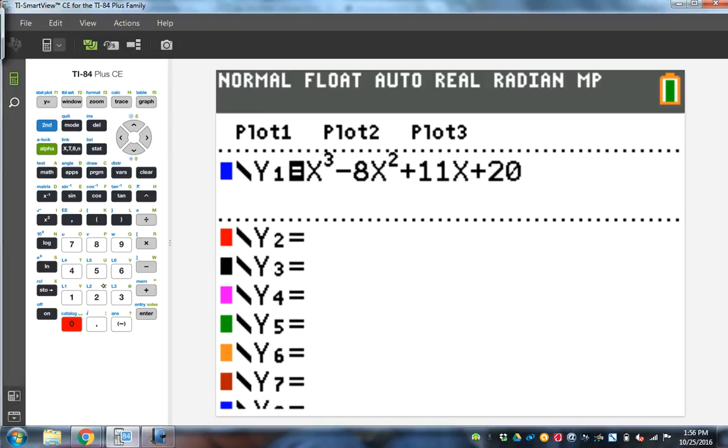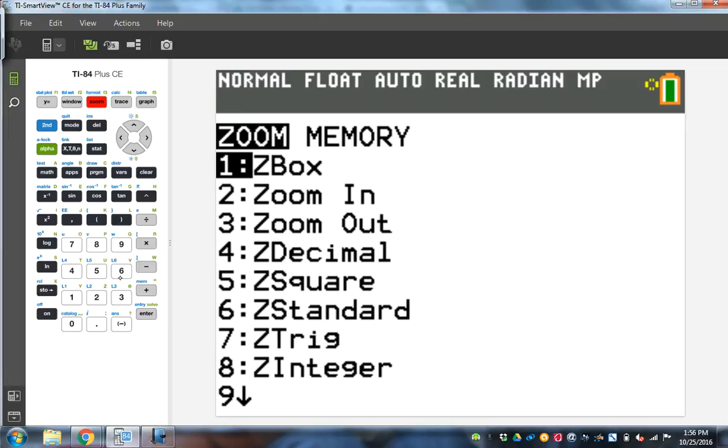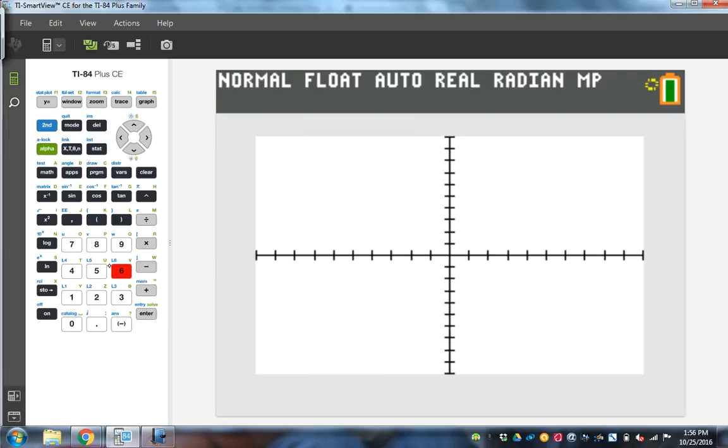Now we could graph this on the calculator, and that's what I want to do. I want to hit graph. And if you hit graph, hit zoom 6, so everybody's window will be the same. Zoom is the button in the very center of the top row, and then number 6.